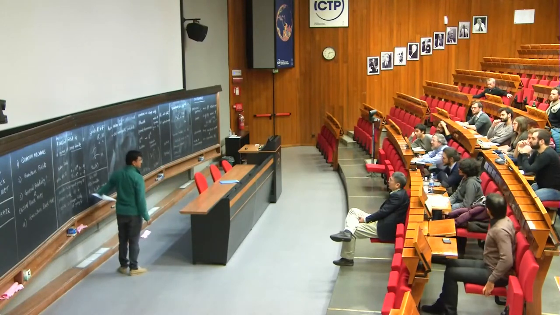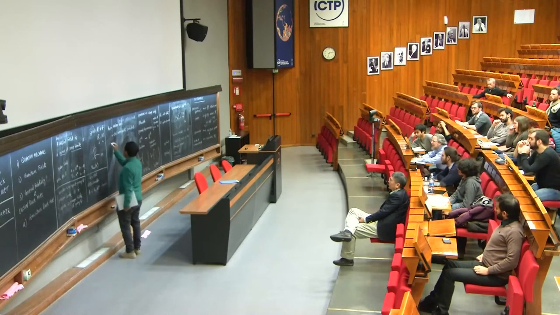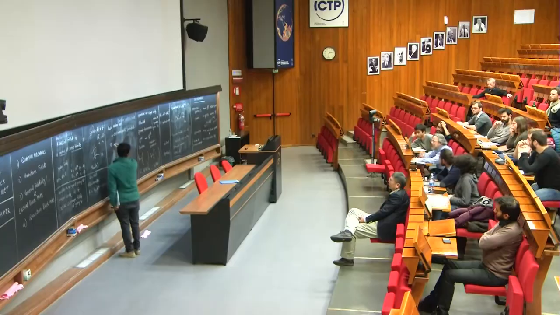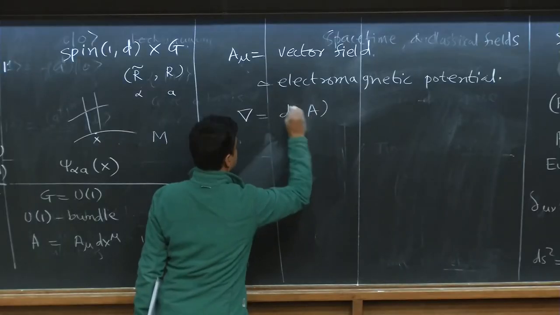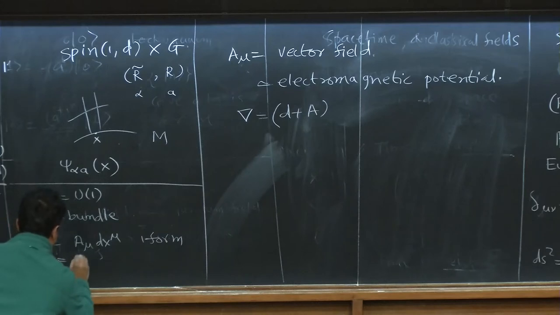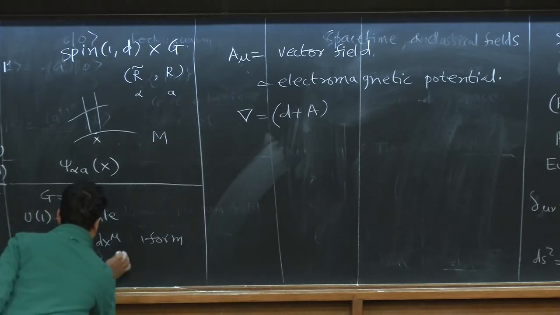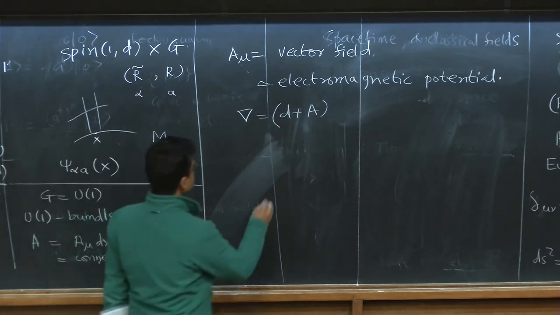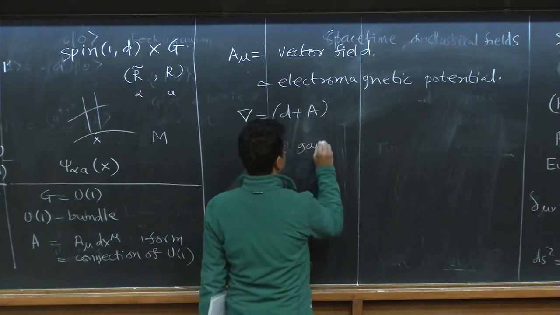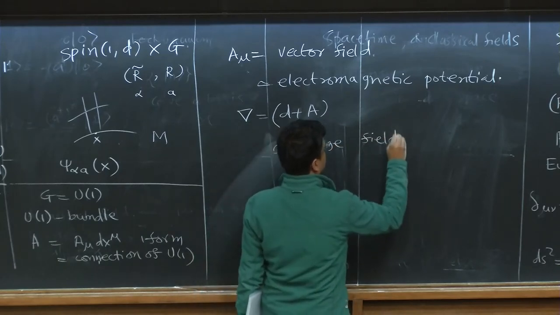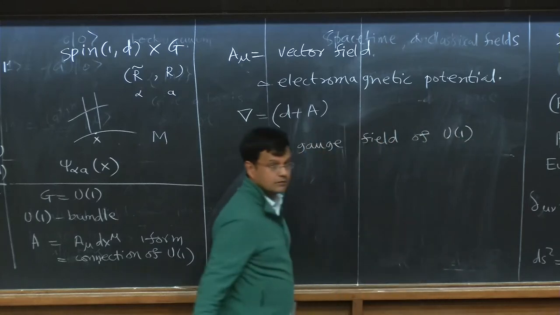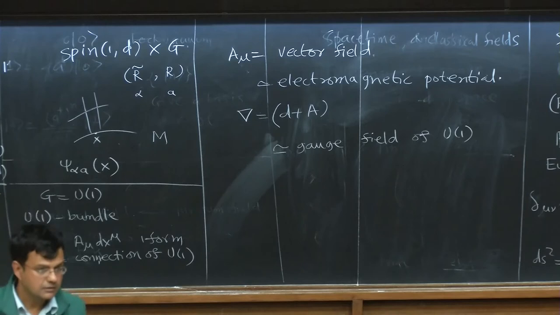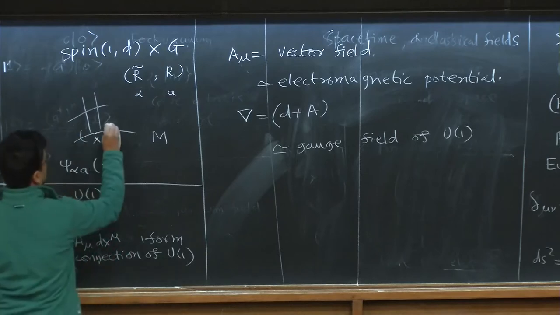This is a connection of the U(1) bundle. In other words, you can define a covariant derivative, where the connection is the U(1) connection. Sorry, it's the gauge field of the group. So the electromagnetic potential is basically a gauge field in this definition of U(1). This is local.